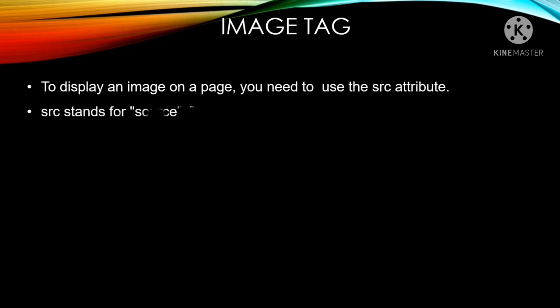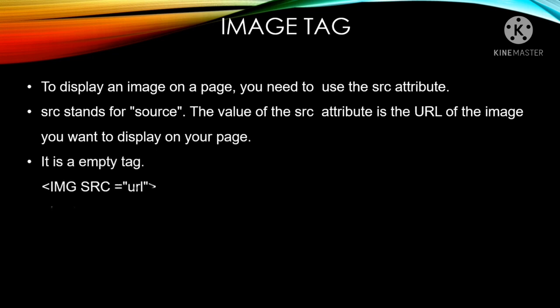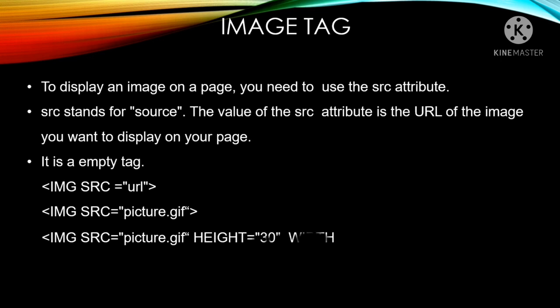The first is the image tag. The IMG or image tag, as the name suggests, is used to display an image on a page. The src attribute of the image tag is used to enter the URL of the image that you want to display on the page. It is an empty tag, which means the IMG or the image tag does not have a closing tag associated with it.